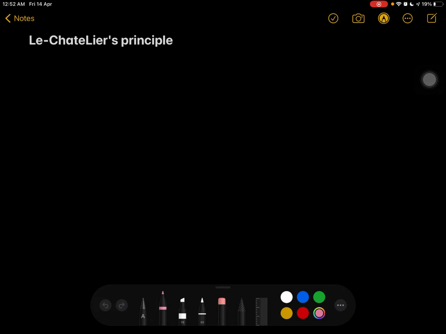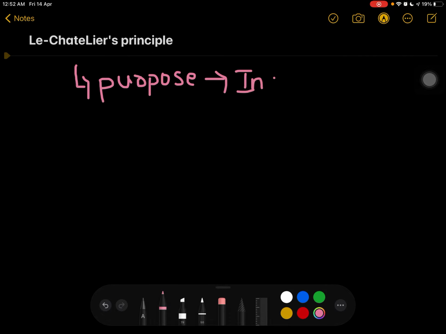So today we will discuss Le Chatelier's principle. The basic purpose of this principle is to increase the production of the product. What is the purpose? Basically, to increase the production.